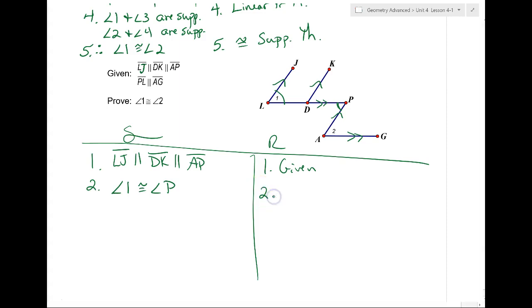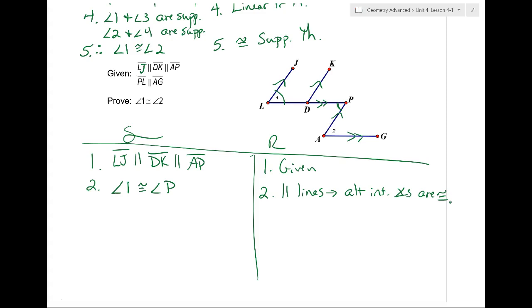But aren't those alternate interior angles? So if I have parallel lines, then alternate interior angles are congruent. So I got angle 1 congruent to angle P, great. Now what else?